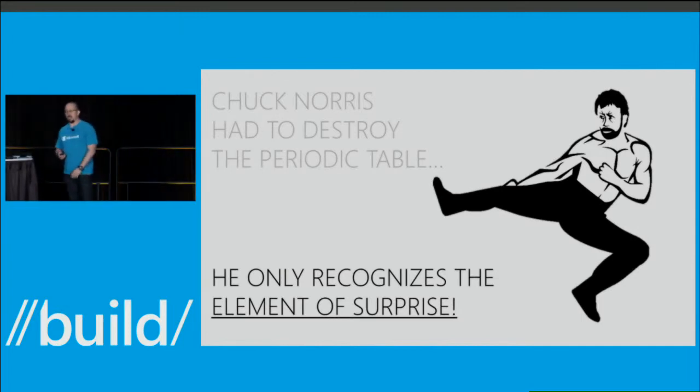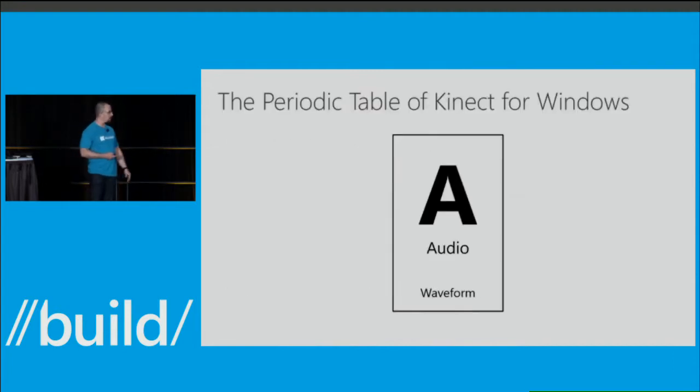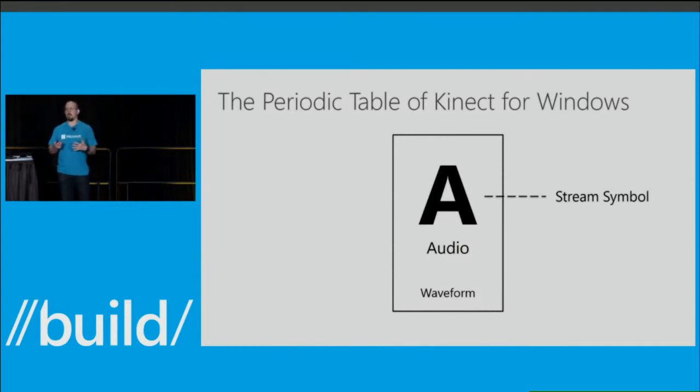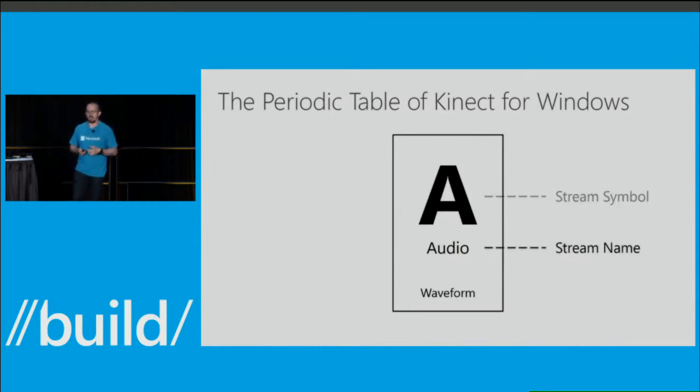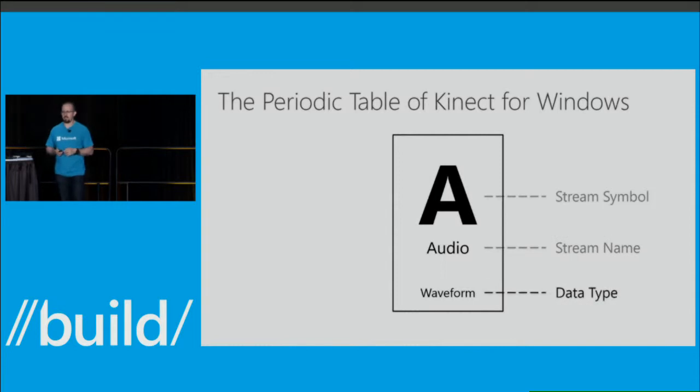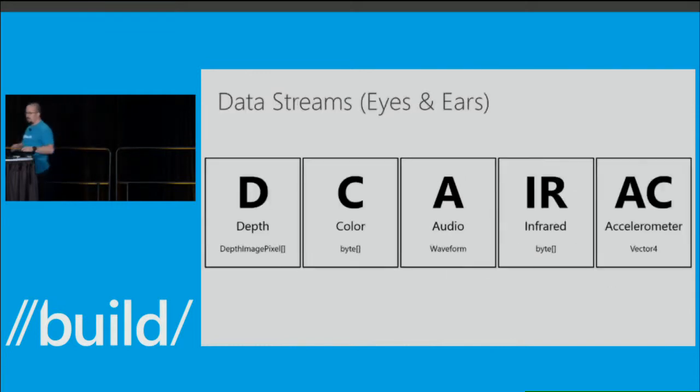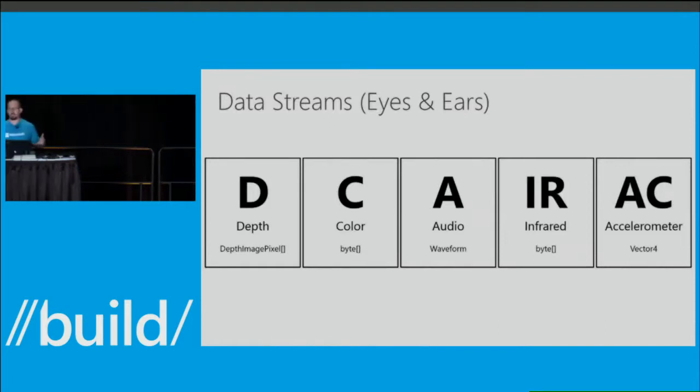So in all seriousness, regardless of what Chuck Norris has to say, we're going to steal this idea. And what I'm going to introduce is this. We have these things that we call the fundamental building blocks of Kinect, the data streams. I'm going to talk through these in the next slide. We have a stream symbol, stream name, and then the data type for these streams. And these are the 5 streams.